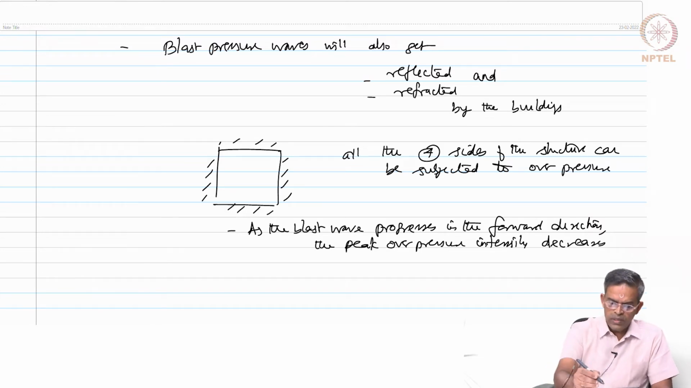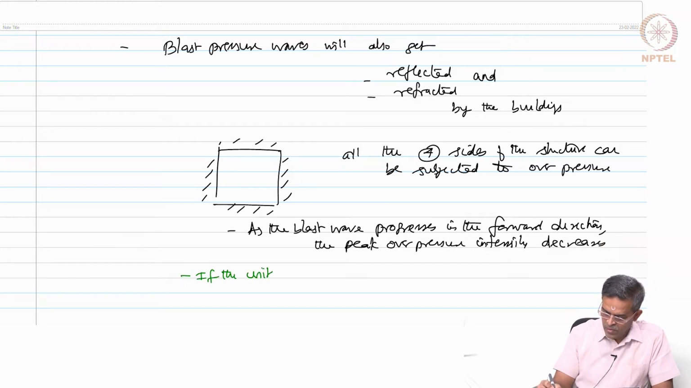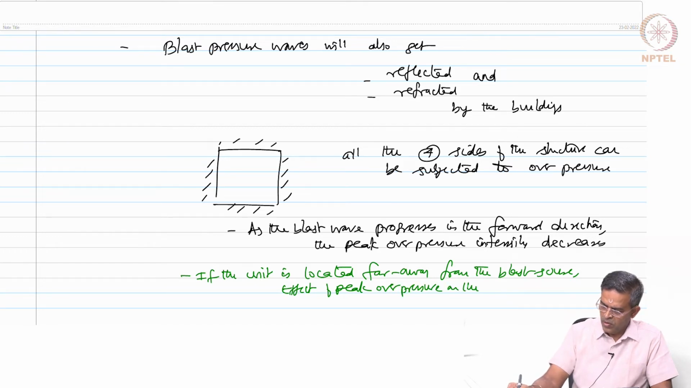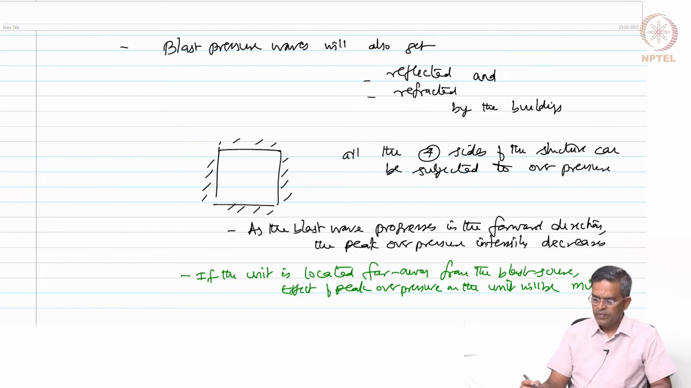Okay. Therefore, in simple terms, if the unit is located far away from the blast source, the effect of peak overpressure on the unit will be minimum. Okay.